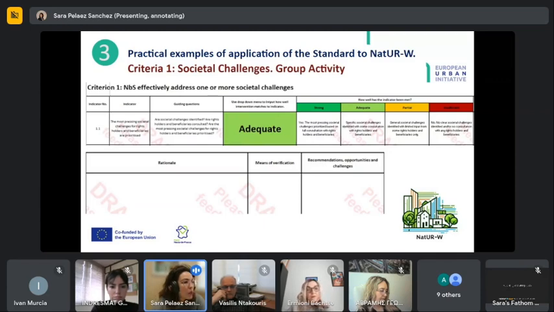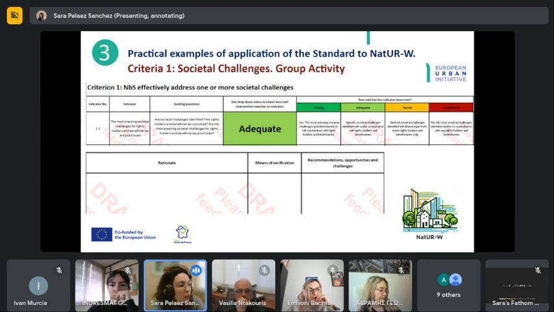So now we go to the group activity, and I want to first show you what the Excel file in which you have the criteria looks like. So this is a screenshot from the Excel file, just showing the first criteria and indicator 1.1. And you will have the description of the indicator, a guiding question, and a description on how well the indicator meets your NbS, how to write your NbS.